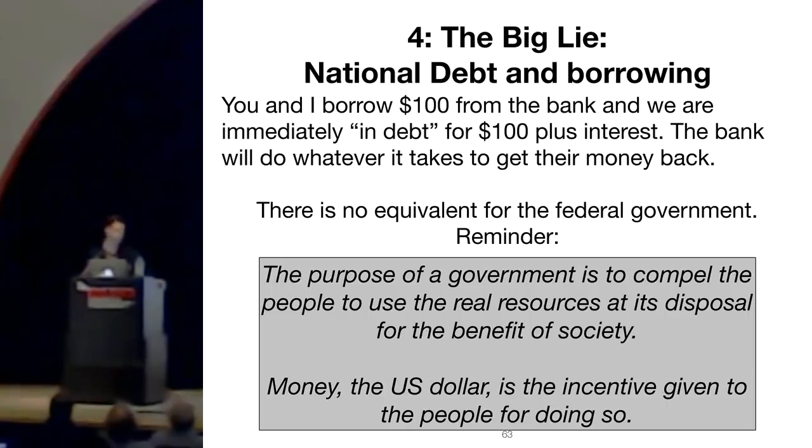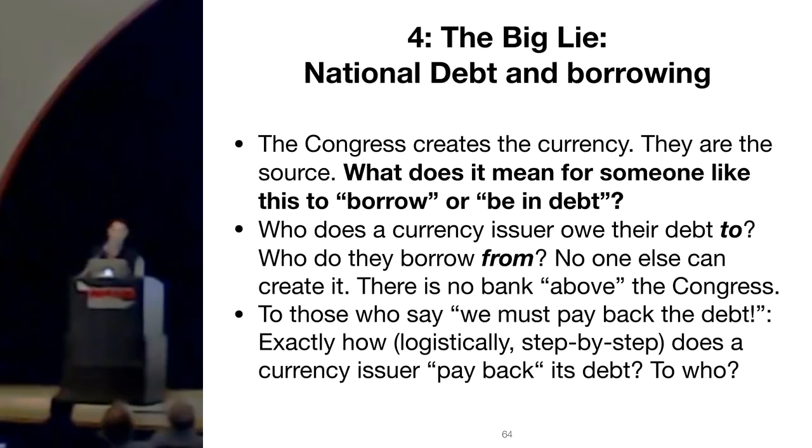A reminder of the federal government's purpose. A government's purpose is to compel the people to use its real resources for the benefit of society. And money is the incentive that people get to do so. So when the Congress creates the currency, they are the source of the currency.